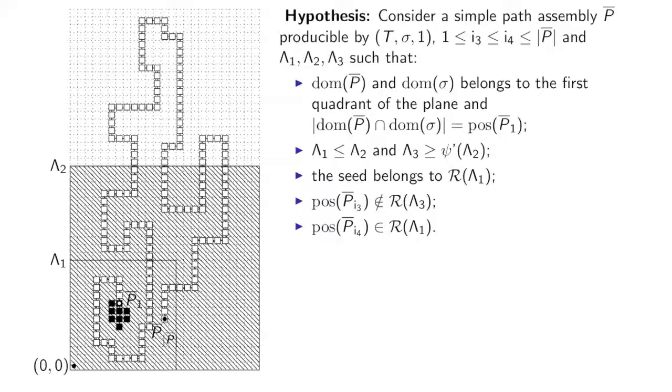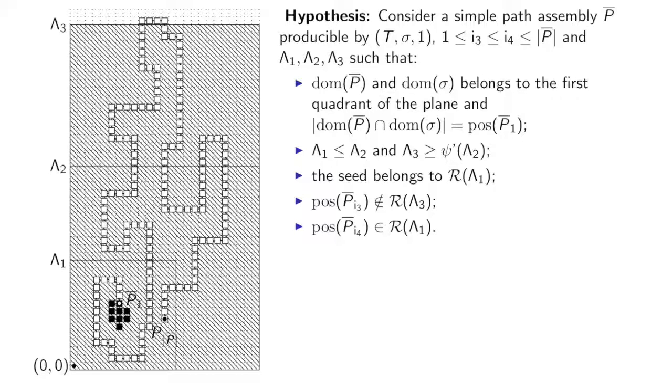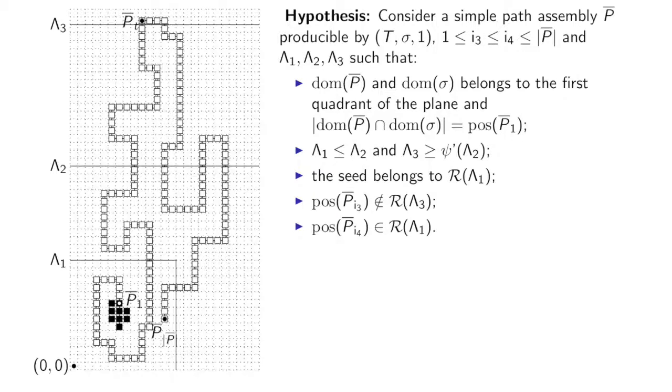Now, we consider a second distance λ2 which is greater than λ1. We represent here the square of width λ2. Finally, we consider a third distance λ3 which is far greater than λ2. We represent here the square of side λ3. The function psi prime used to define λ3 is defined later.